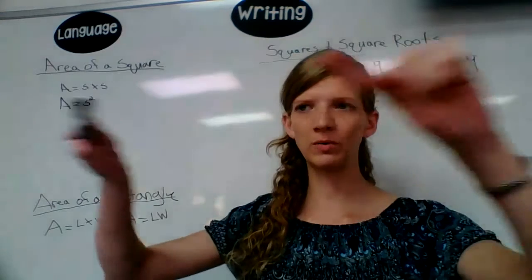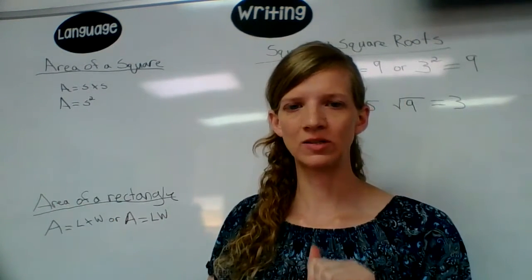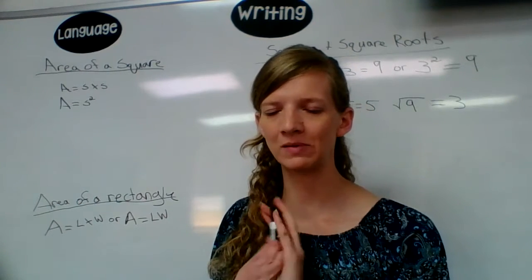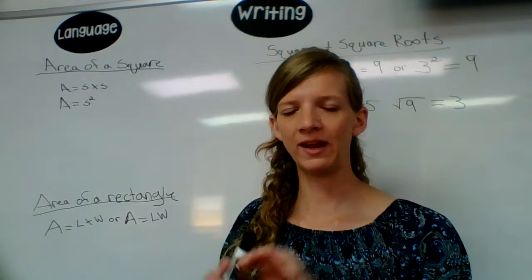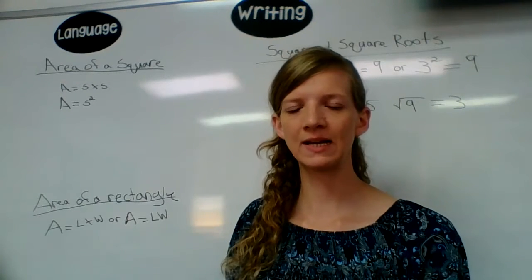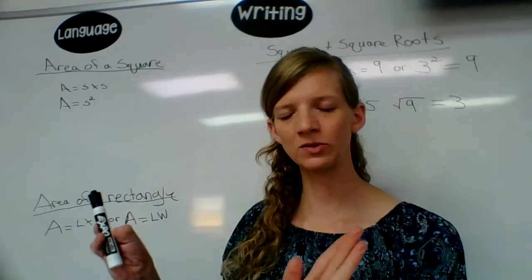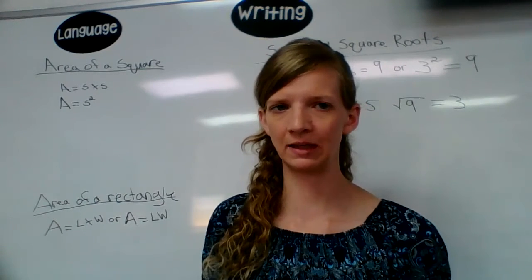Remember, you're not finding the perimeter, which is just around it. You're finding everything inside. So it's going to be in square units. Remember, we use squared when it comes to areas. It's separated into units, and the length is going to be one size, and the width is going to be one size. So when you multiply the length times the width, that's going to tell you everything that's inside the area of the rectangle.